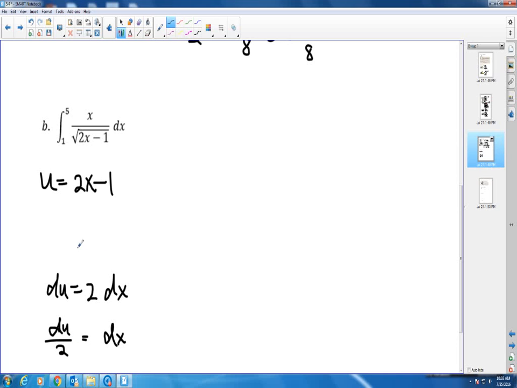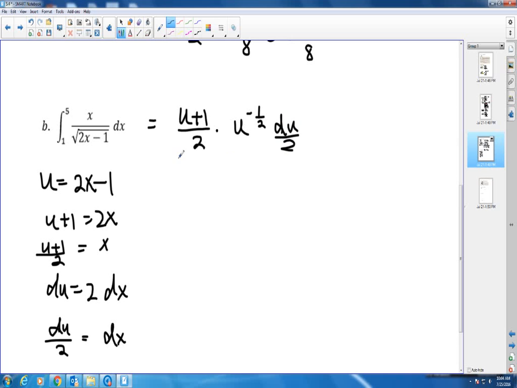I left a little space so we can see that even after I solve for dx here, I still got the x inside my function I need to deal with. So if I solve for x here, that would turn out to be u plus 1 equal to 2x, and x equal to u plus 1 over 2. So imagine I'm replacing this x with u plus 1 over 2, and down here is square root of u, which is u to the half, bring it to the top, becomes u to the negative half, and dx becomes du over 2.